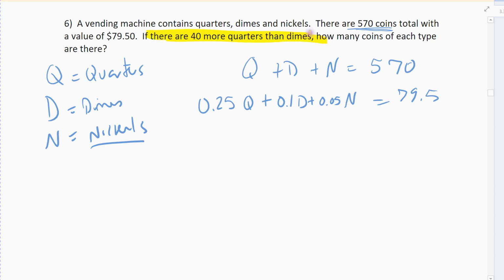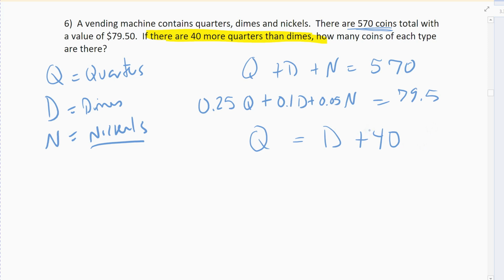The last equation comes from this line. There are 40 more quarters than dimes, which means to make my dimes and quarters equal to each other, I've got to add 40 to my dimes. It's only going to involve quarters and dimes. So my quarters equal my dimes, but only if I add 40 to the dimes, because quarters are already 40 more. Dimes would be 40 less. That's my last equation, and that's the hard equation.